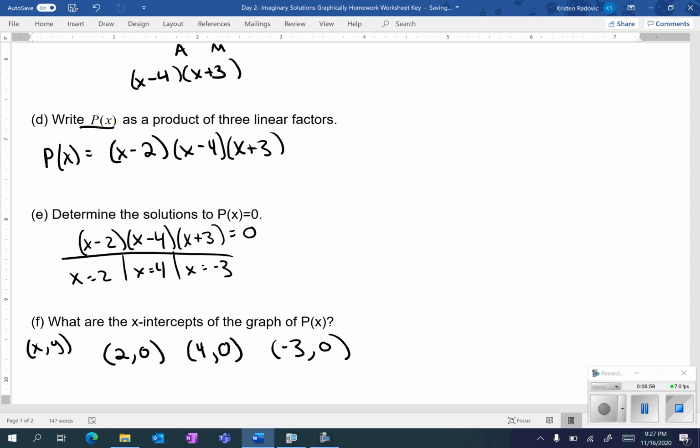So just by knowing one factor, we can divide to get a quotient, factor the quotient to get the other factors to help us solve for all of the solutions to the original problem. Let's try another one.